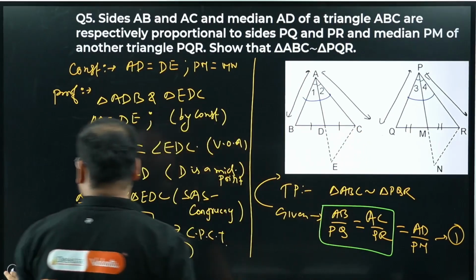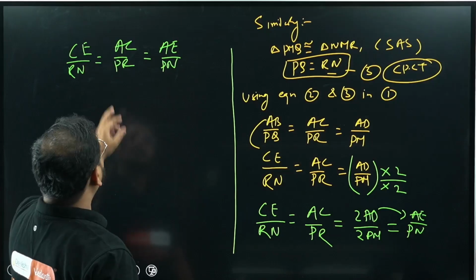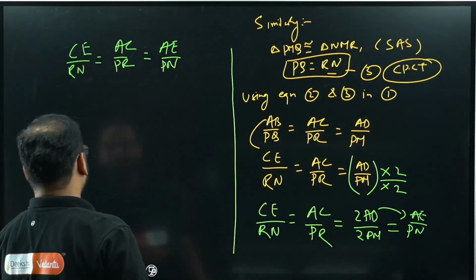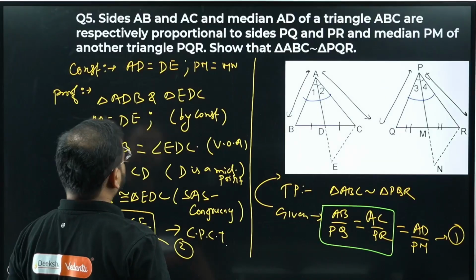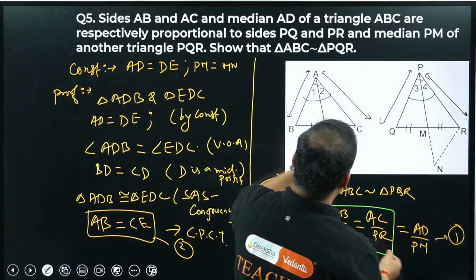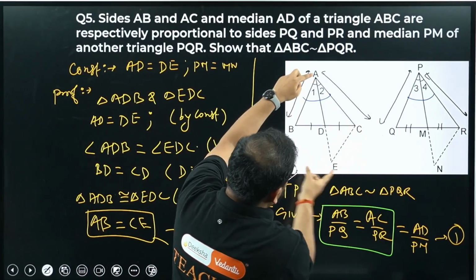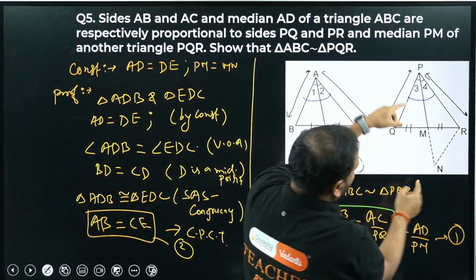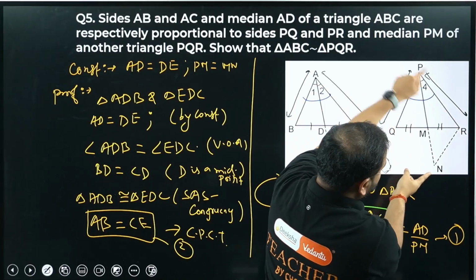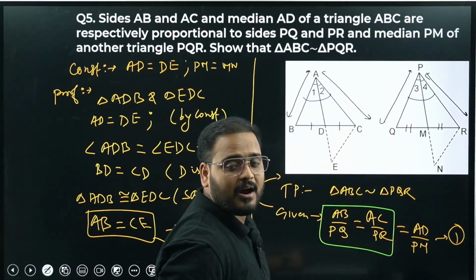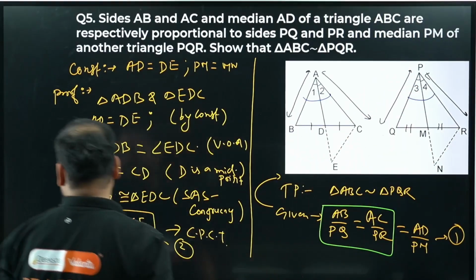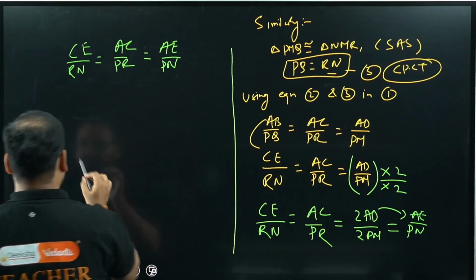Clear? Okay. Check here. I have moved back. Equals RN, PR and PN. RN is over here. Please check. So CE, AE and AC over RN, PN and PR. Proportional means what, sir? Basically the triangles.